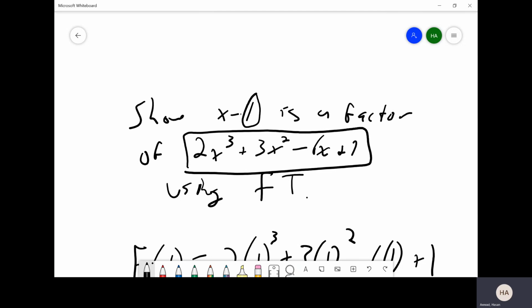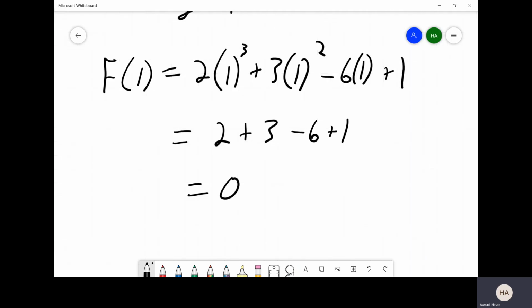So we have shown that. Again, we have shown it just by getting a 0 as your output. And this is it. That's all you need to do. You just need to plug in whatever your a is into your polynomial function.